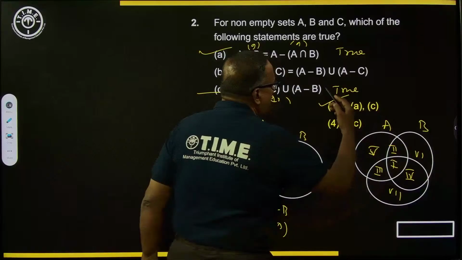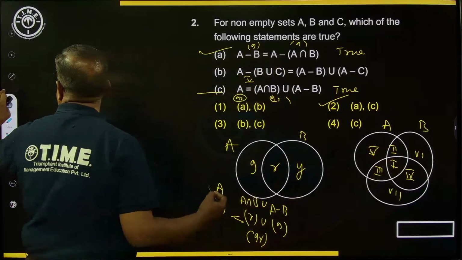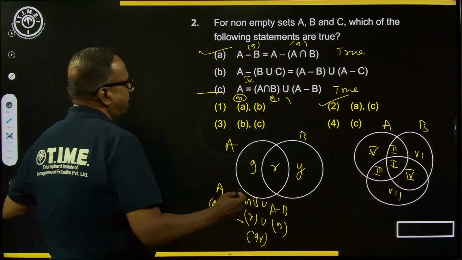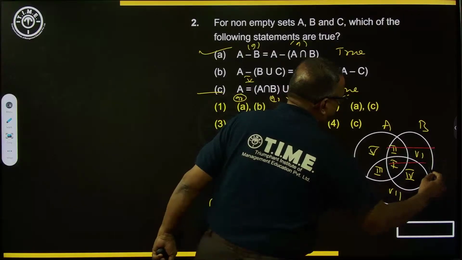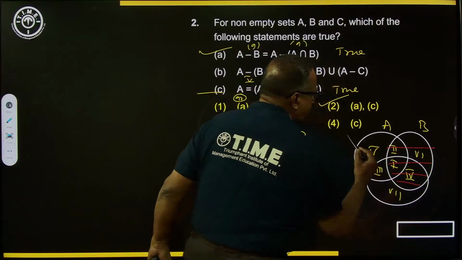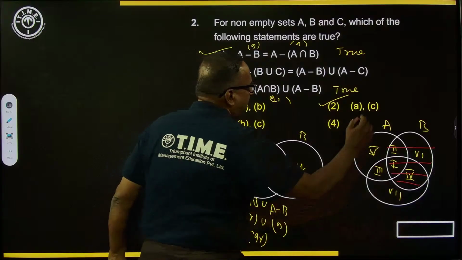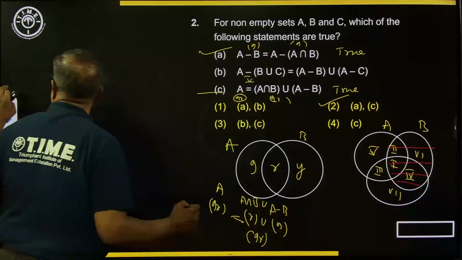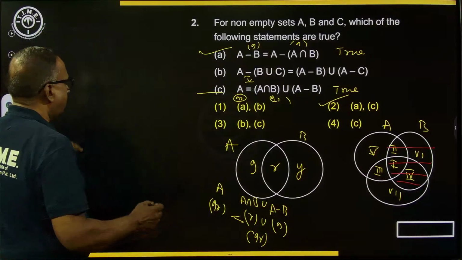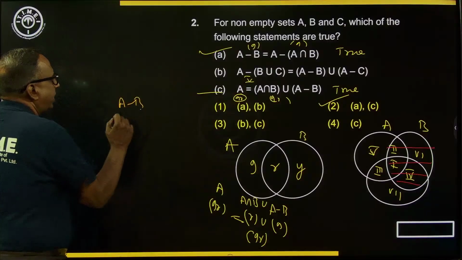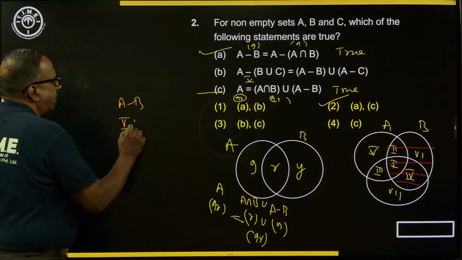From A, minus B means what? Remove B. Well, if I remove B, what will happen? Only 4 and 5 and 3 will be there. 5 and 3. What is A minus B? A minus B will have only 5 and 3.